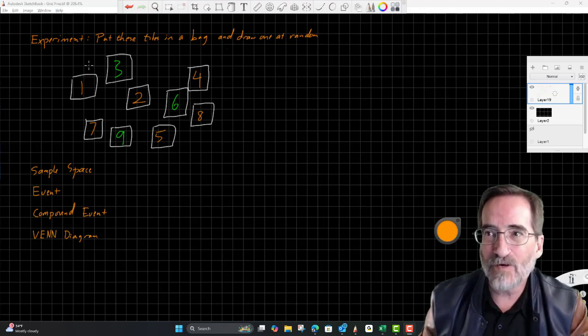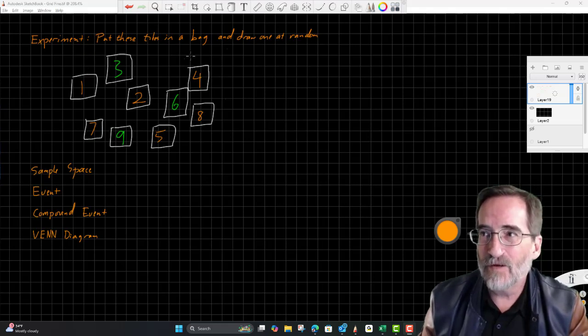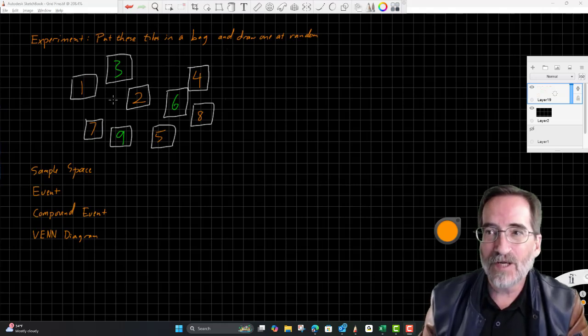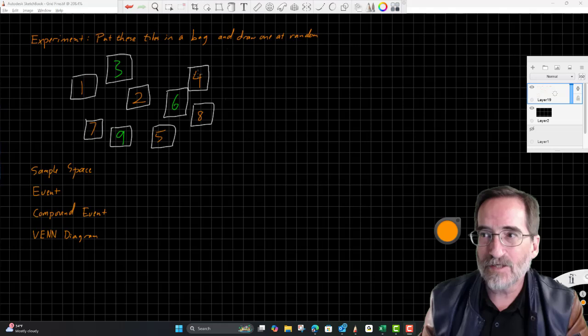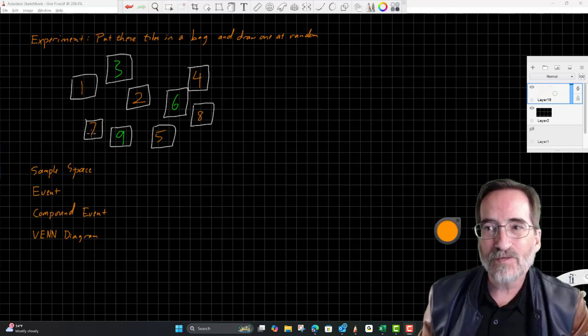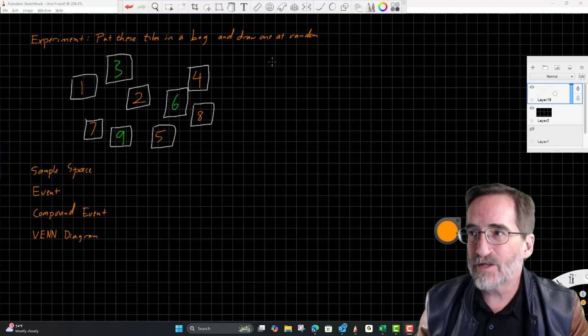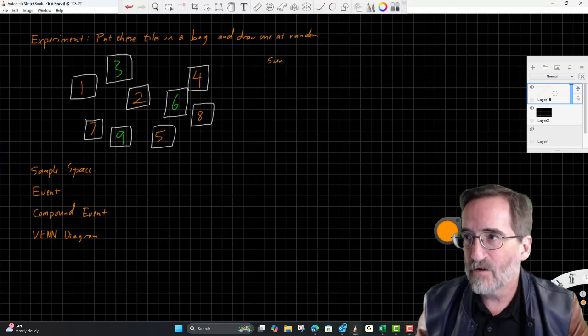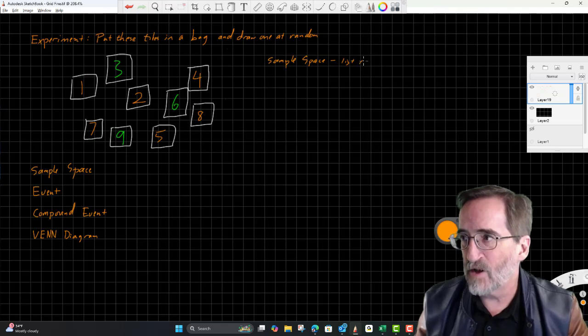So we're conducting an experiment. We're going to put these tiles in a bag and draw one at random. So that's our experiment. In this case, you'll notice it's got an orange 1, a green 3, an orange 2, a green 6, an orange 4, an orange 8, orange 5, green 9, and an orange 7. When we do this, we can list all the outcomes, and that's something called the sample space. Sample space. It's a list of all possible outcomes of an experiment.